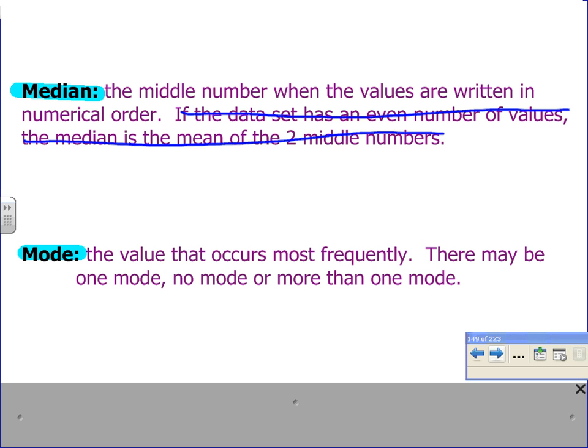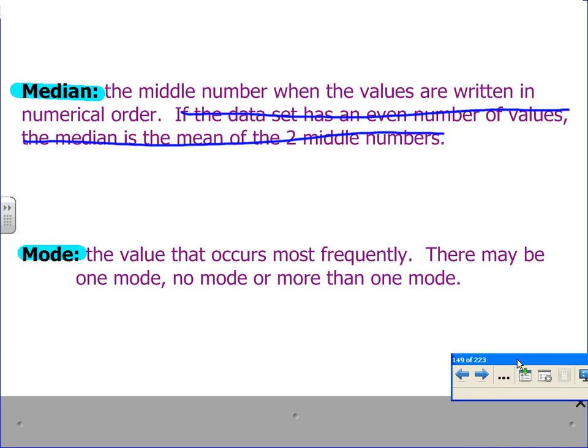Okay, next term is mode, which Jeremy also told us. The value that occurs most frequently. There can be one mode, there can be no mode, and there can be many modes. So mode, the value that occurs most often, there can be one, none, or many.